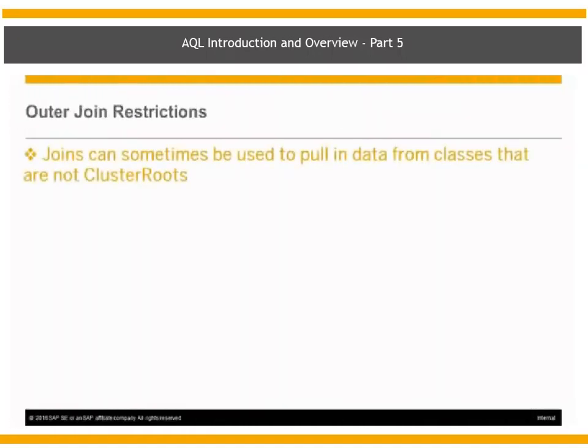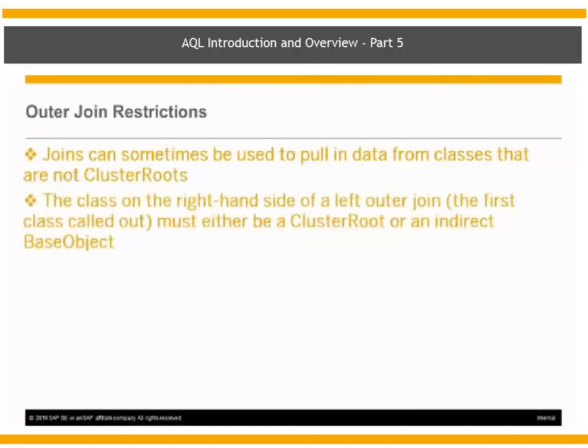Joins can sometimes be used to pull in data from classes that are not cluster roots. However, the class on the right-hand side of a left outer join must either be a cluster root or an indirect base object. That is, there must be a table for that class. For example, objects of the type money are embedded in a cluster root, so there is no table created for money. You cannot write a query that uses money as the right operand of a left outer join.